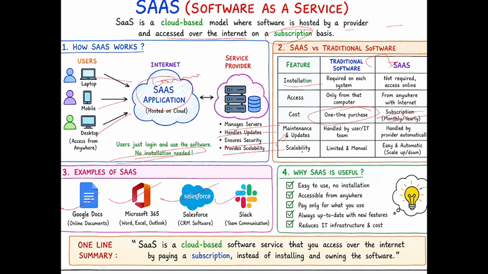Scalability: limited and manual versus easy and automatic, scale up and down. Why is SaaS useful? Easy to use, no installation, that's the key feature. Access from anywhere, pay only for what you use, always up to date with the new features.